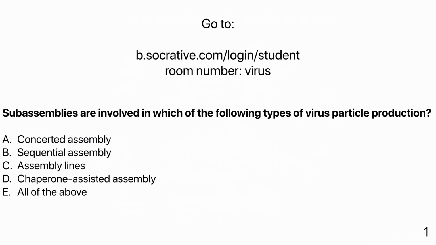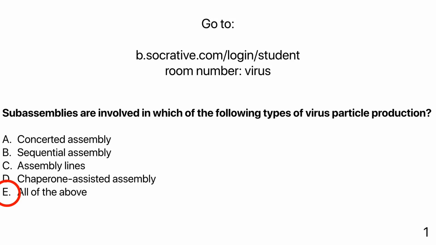Some influenza viruses are actually cleaved as they're transported through this network and do not depend on cleavage when they're outside of the cell. This first question is, sub-assemblies are involved in which of the following types of virus particle production? Concerted assembly, sequential assembly, assembly lines, chaperone-assisted assembly, or all of the above?